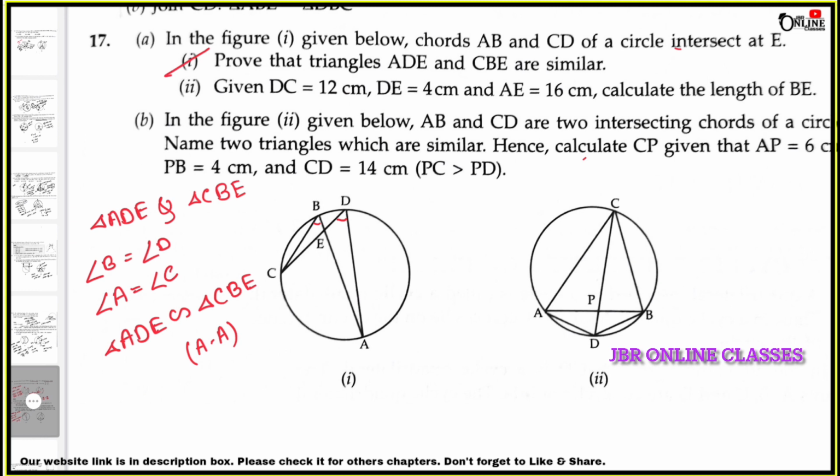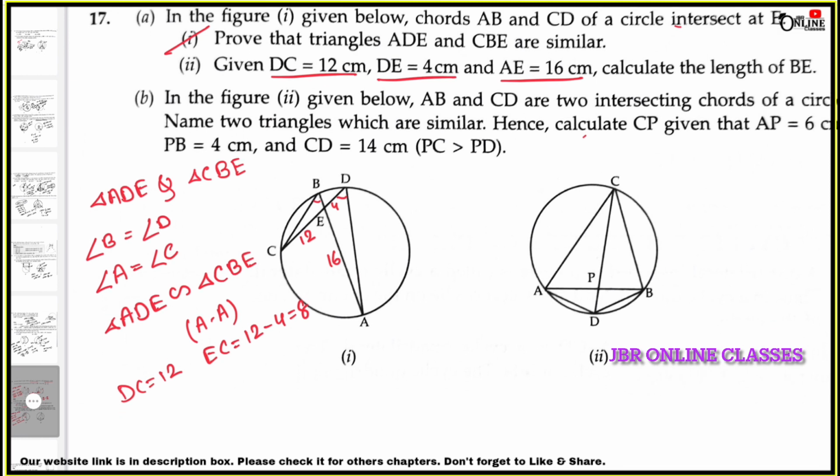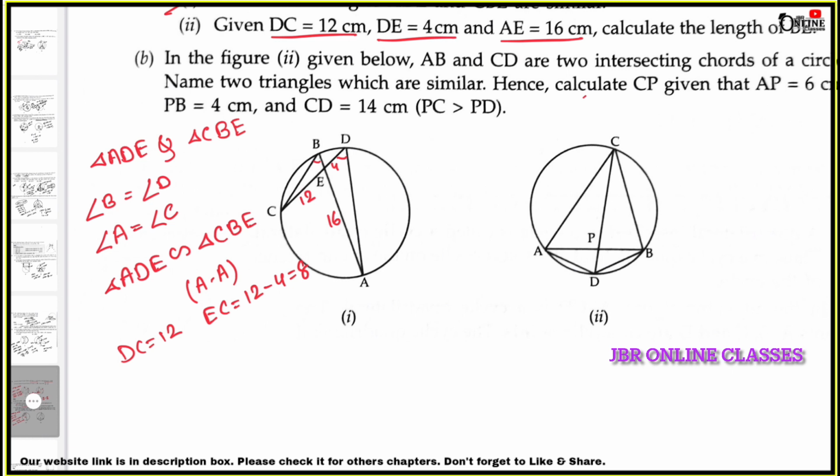Now, next one, number 2. Given DC equals 12, DE equals 4, AE equals 16. Calculate the length of BE. So as here DC equals 12, DE equals 4, that means EC equals 12 minus 4, that one equals 8, and AE equals 16. Then the chords AB and CD intersect each other at the point E. So we can write here AE into EB and CE into ED by the theorem.